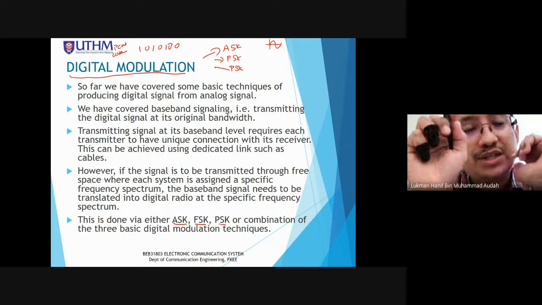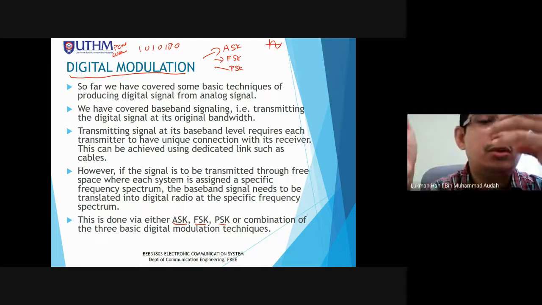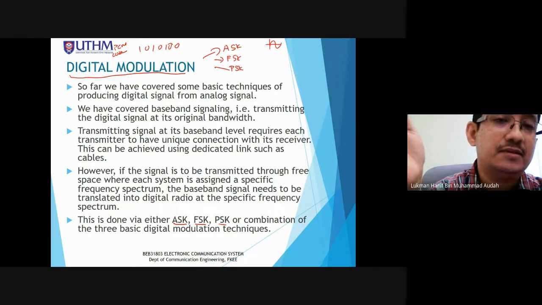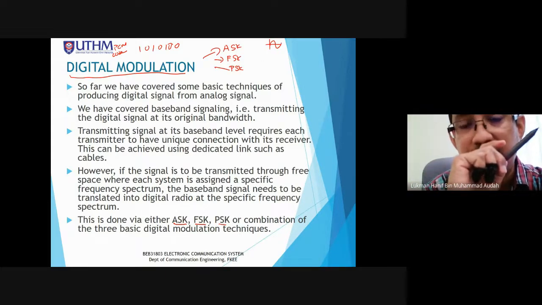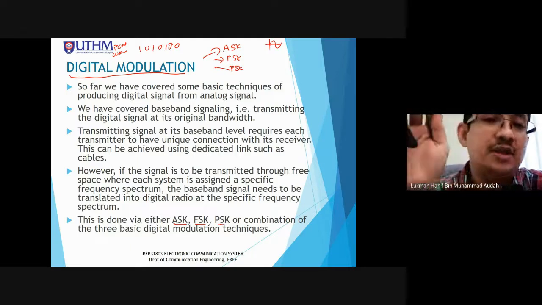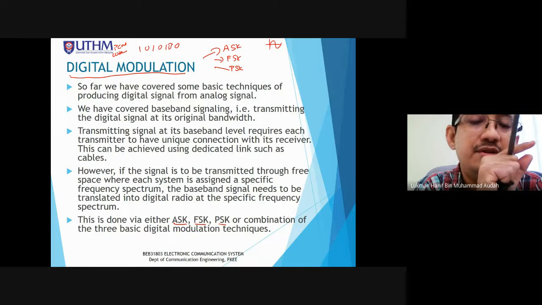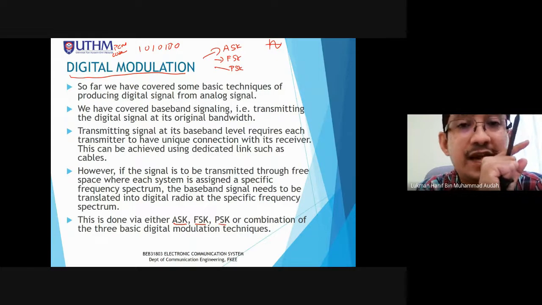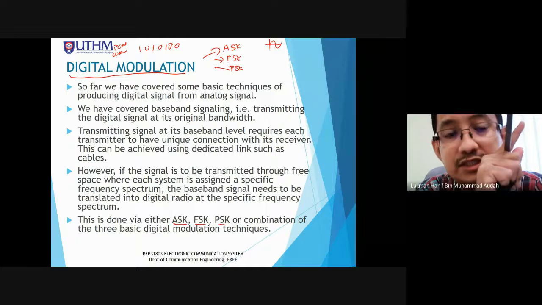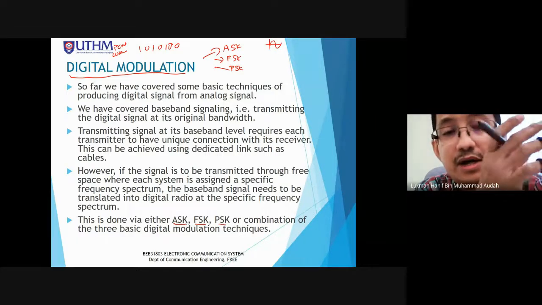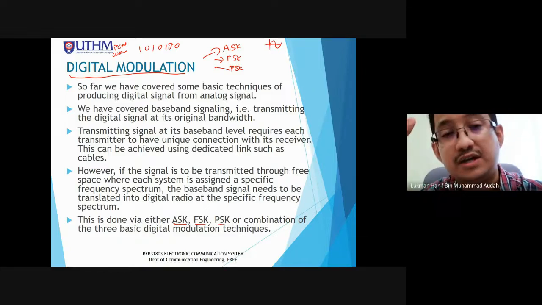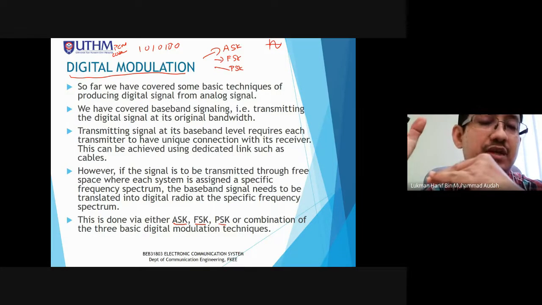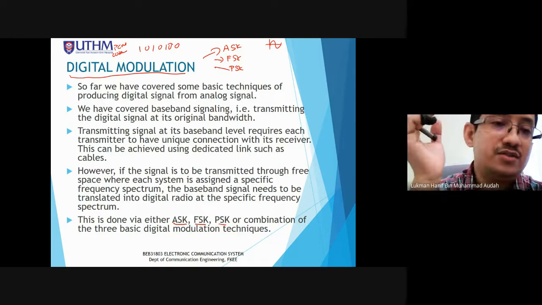And if you want to transmit this to the wireless medium, we need to modulate with the analog carrier. Dan hasilnya adalah salah satu daripada tiga ni, amplitude shifting, frequency shifting dan juga phase shifting. If we do the modulation process, that means we will change the characteristic of the carrier. ASK we change the amplitude of the carrier, FSK we change the frequency of the carrier, PSK we change the phase of the carrier in accordance with the input.